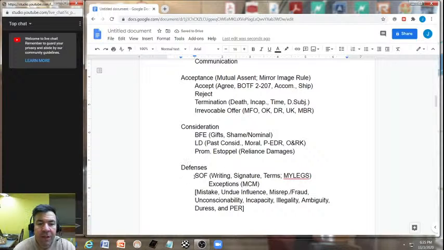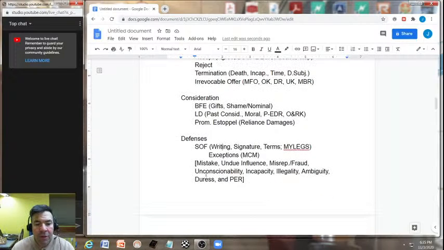and any of the defenses against enforceability would basically bar enforcement of the contract. Statute of frauds being the chief defense. There's mistake, undue influence, misrepresentation, fraud, unconscionability, incapacity, illegality, ambiguity situations, duress, and the parole evidence rule.